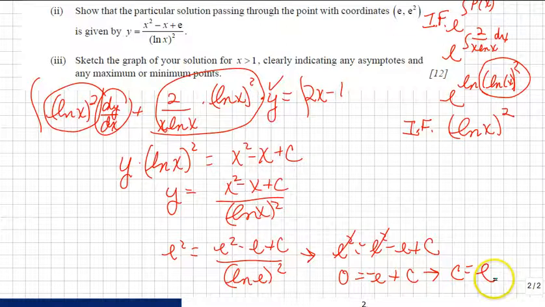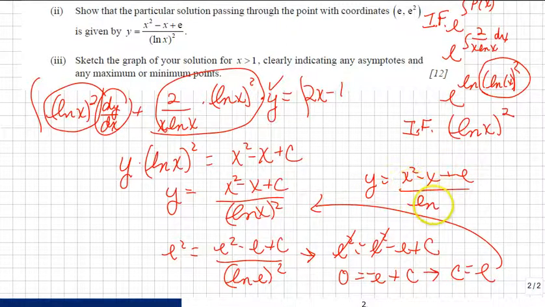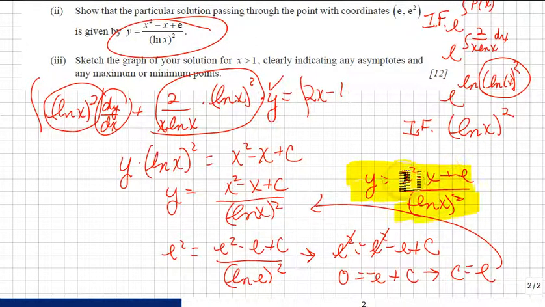and therefore c equals e. So we take our c value, plug it back in up here, and our particular solution is y equals x squared minus x plus e over ln of x quantity squared. Exactly what they wanted us to get. That wasn't too bad at all.